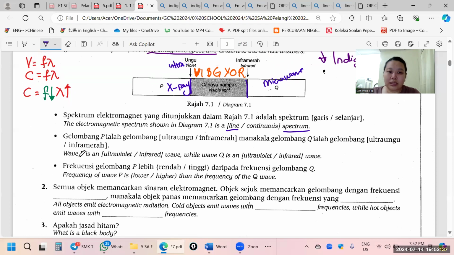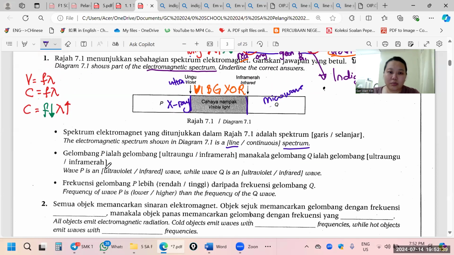Alright, so now when we say wave P, I think here is violet, then here is red. I think they wrote wrongly. So here is violet, here is ultraviolet. Here is red, means here is infrared. P is ultraviolet, Q is infrared. Okay, frequency of P is, what do you think?